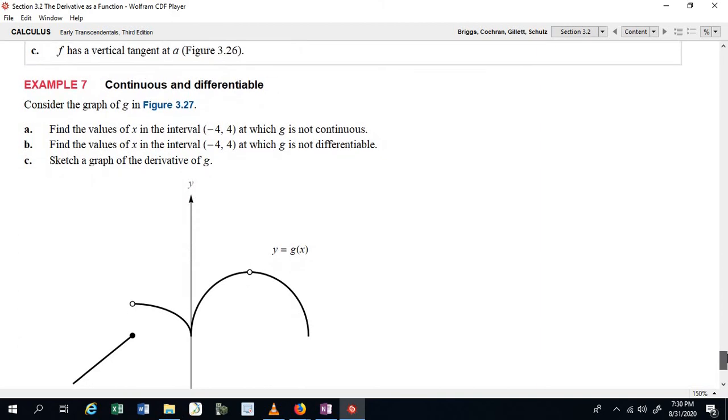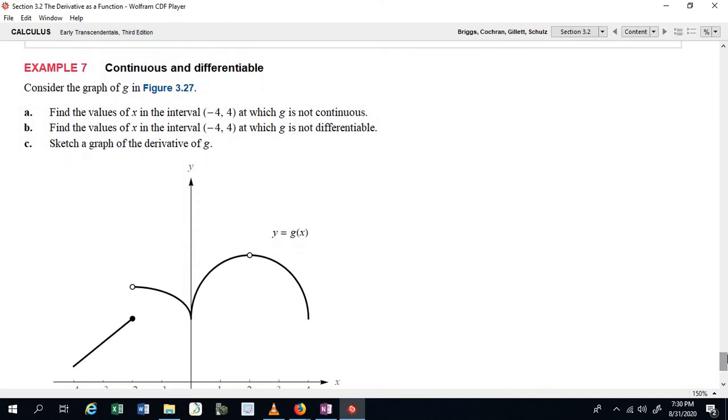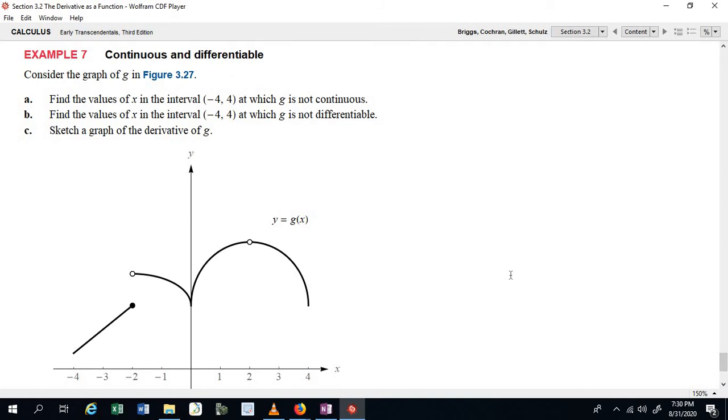Okay, having said that, why don't we just look at example 7. Find the values of x in the open interval from -4 to 4 at which g is not continuous. Okay, so clearly it's not continuous at -2 because you have to lift up your pencil, and then you'd have to lift up your pencil at +2, so it's not continuous at +2. Okay, so it's not continuous at -2 and +2.